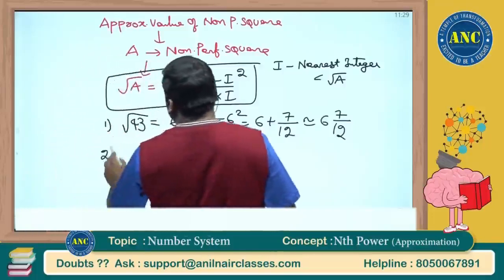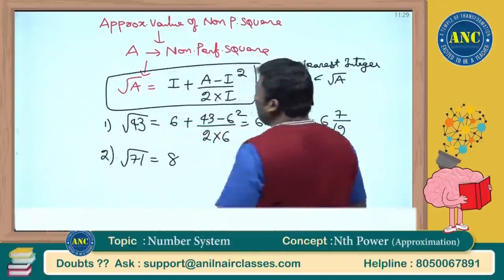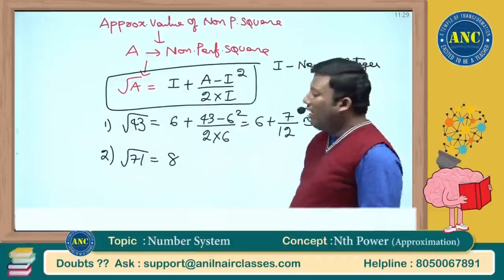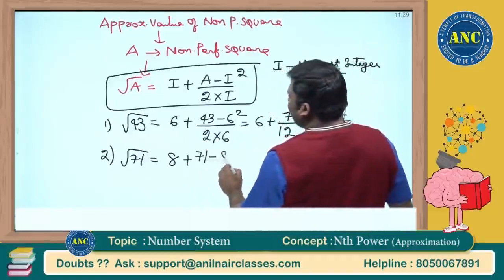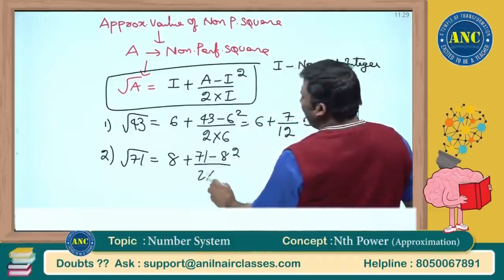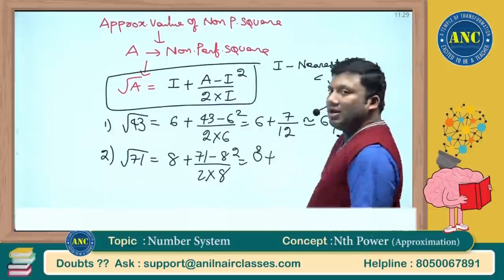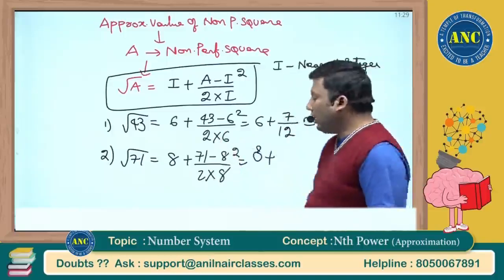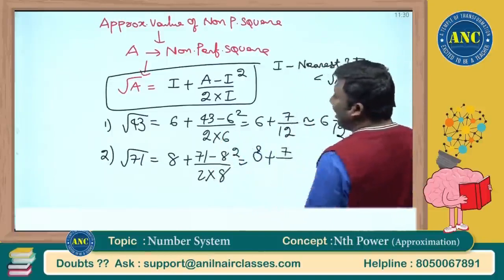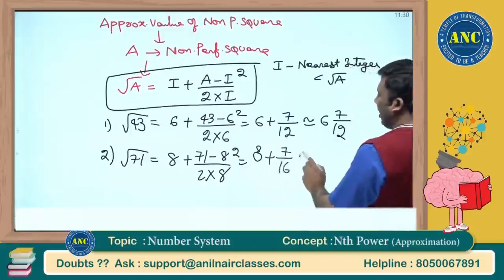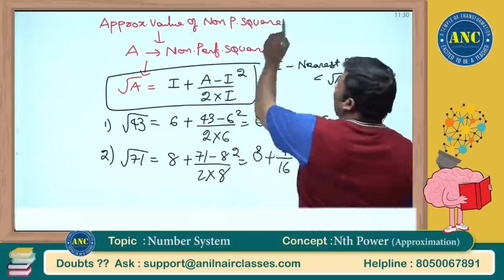Second one, for example, root of 71. What is the nearest integer just less than root 71? Root 64, so 8 plus 71 minus 8 square divided by 2 into 8. I want my students to be different from others. When they explain my logic to their friends who have not seen any of my videos, they should say it with 100% conviction. The answer is 8, 7 by 16.